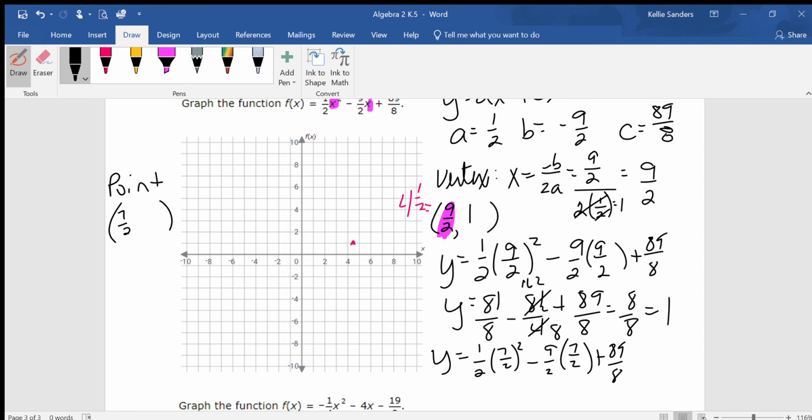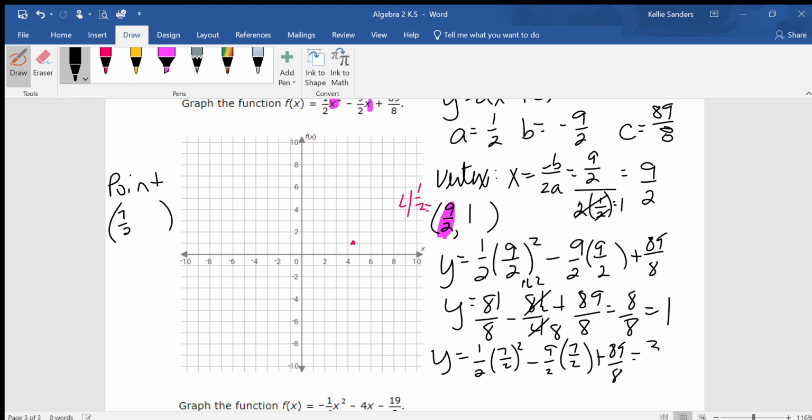1 over 2, 7 over 2 squared. Nope. Delete. Squared. Minus 9 over 2, parentheses, 7 over 2. Nope. Plus 89 over 8. 3 over 2. Okay, that'll work.